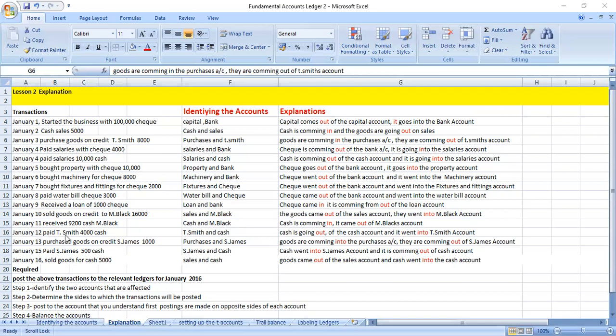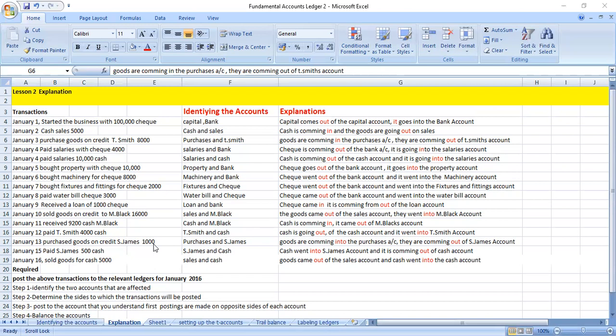January 12, paid T. Smith $4,000 cash. We paid T. Smith $4,000 cash. What is happening? Which two accounts are affected? T. Smith and cash. So the cash is coming out of our cash account and it went into T. Smith's account, right? January 13, purchased goods on credit, S.